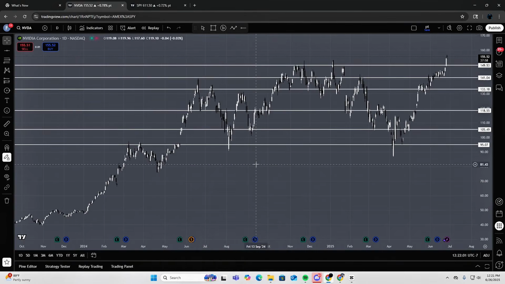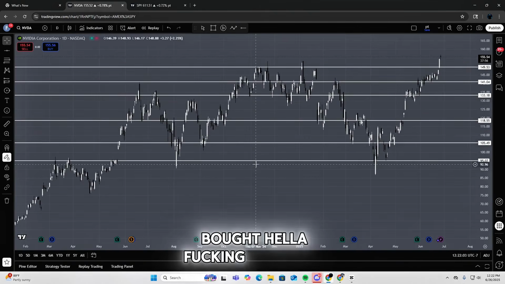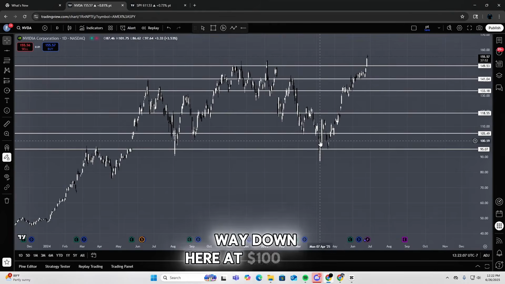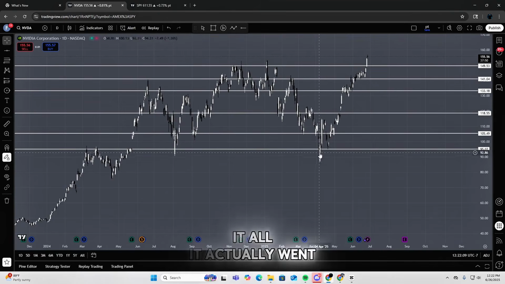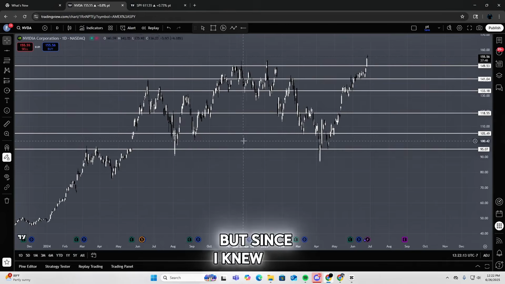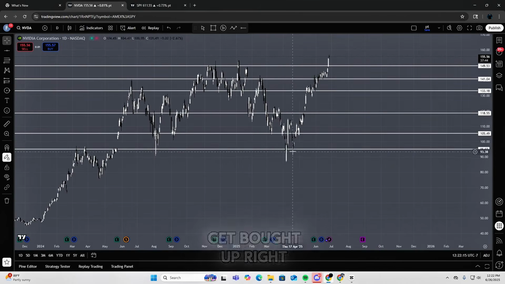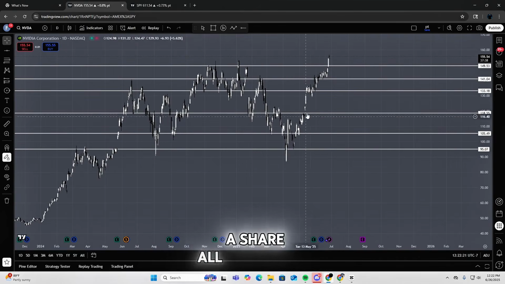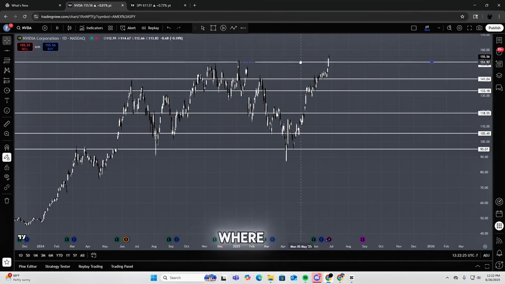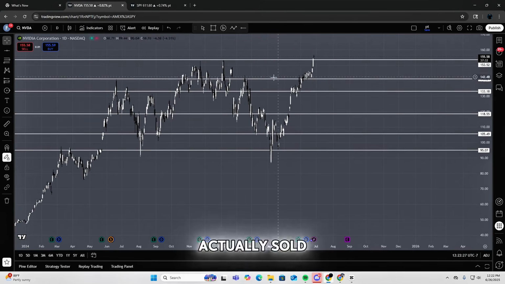And this is where I actually bought a lot of shares of Nvidia. I bought shares all the way down here at $100. It actually went all the way down to like $80 per share, like 89. But since I knew this was an area where we got bought up, I decided to buy a lot of shares. And then from here, it went from $100 a share all the way to 150. And this is an area where we get rejected, so this is where I actually sold.